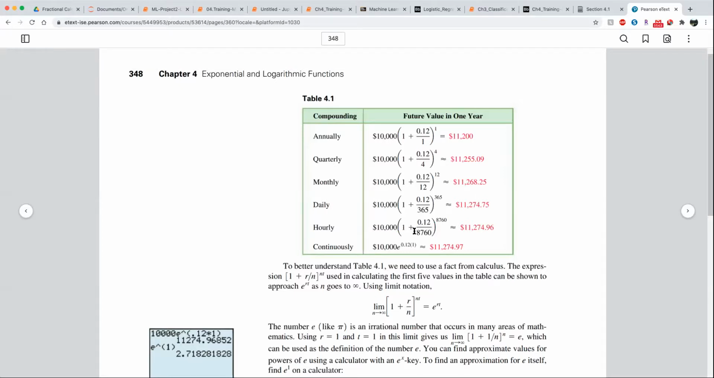And the hourly is 8,760. How can I figure out the hourly? Because 1 day is 24 hours, right? 24 times 365, that's going to be this. And then what about continuous compounding? Then we'll get this.